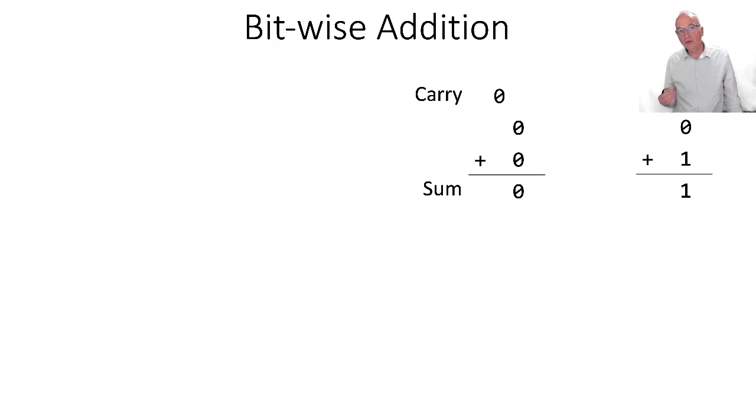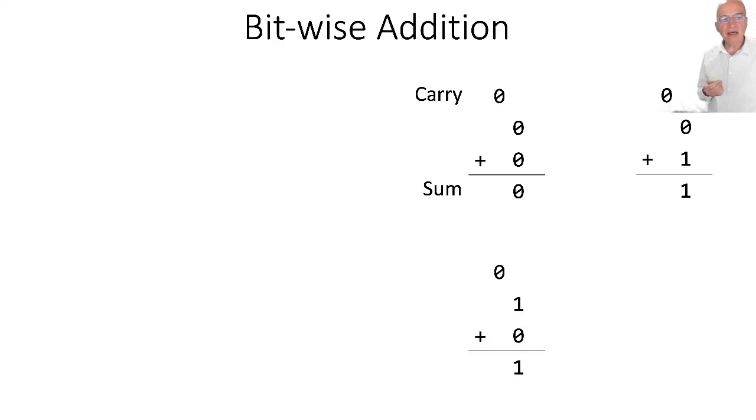If I add 0 to 1, the sum is 1, and the carry bit will be 0. If I add 1 to 0, it's the same result. The sum is 1 and the carry bit is 0. And if I add 1 to 1, then the sum is 0, and the carry bit is 1, because 1 plus 1 is 2, so the 1 gets carried and the sum is 0. So those are the 4 possible results that I can have if I want to add 2 bits.